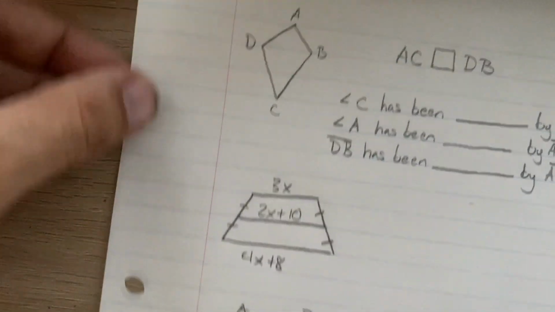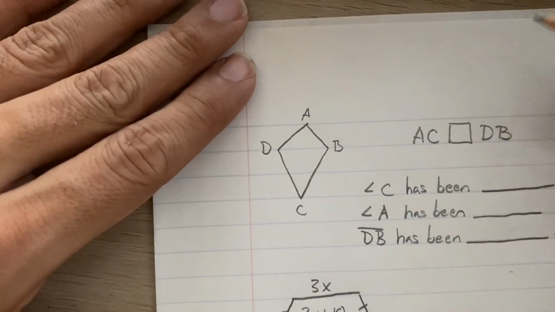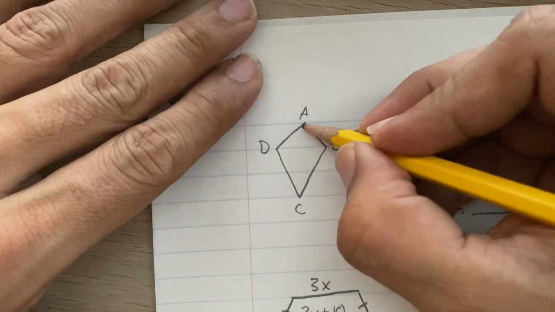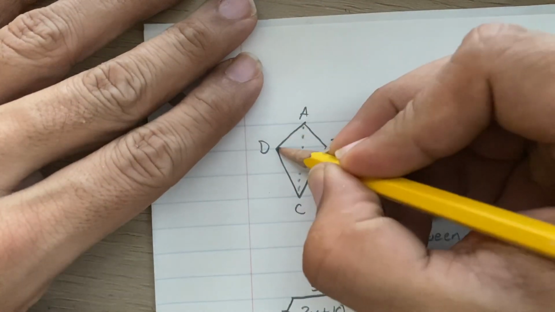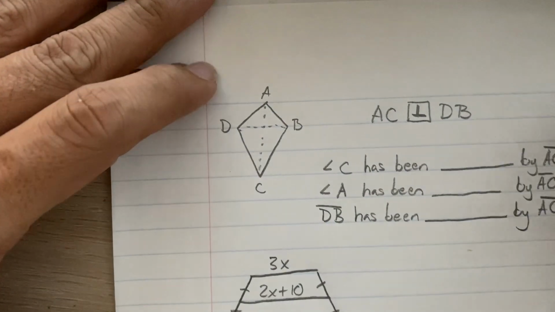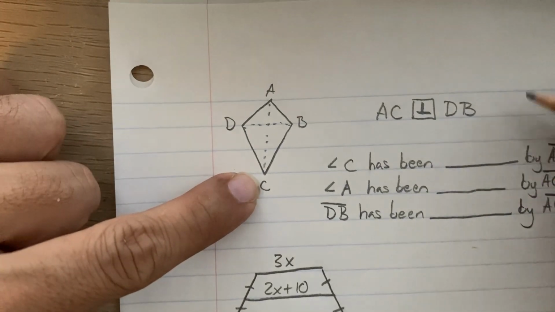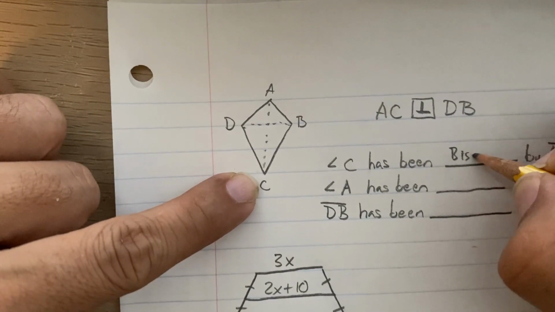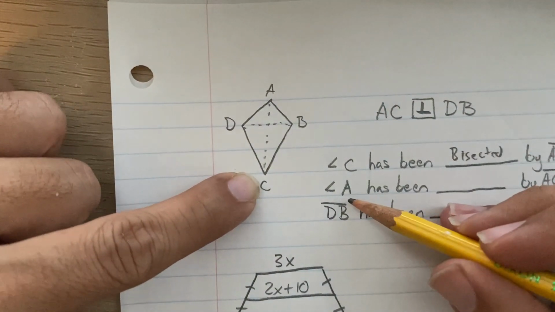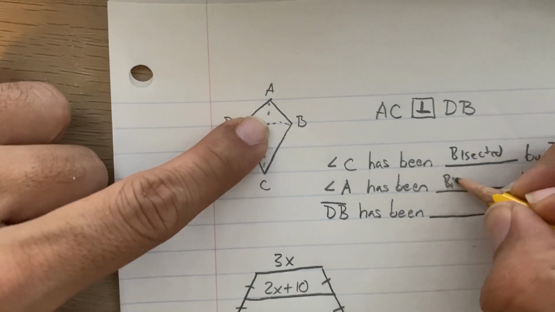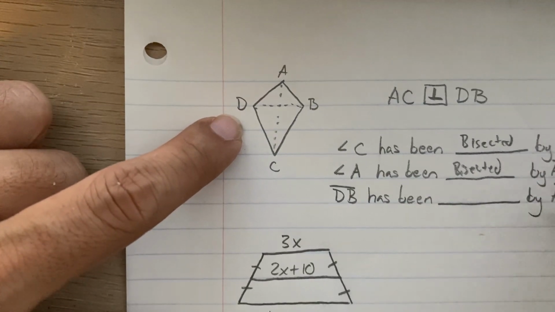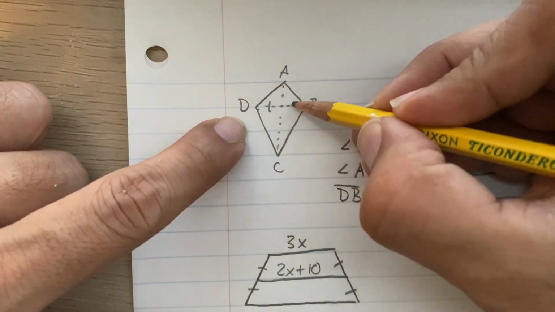Now, kites. Now, AC and DB, these lines right here, are going to make right angles in a kite. So this is a kite. These lines right here in a kite are perpendicular to each other. Now angle C has been bisected by AC. Angle A has also been bisected. And DB has been bisected by AC. So the lengths are congruent here.